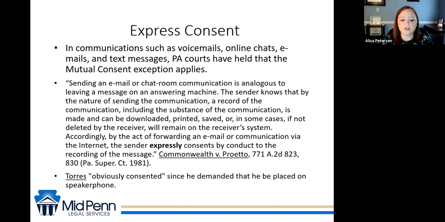There was a case called Torres where the court said a party had obviously consented to a third party being present and using and disclosing the communication because he demanded that he be placed on speakerphone. So it will depend on your court.